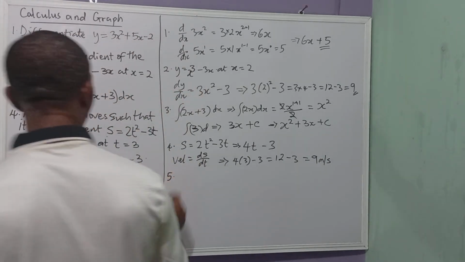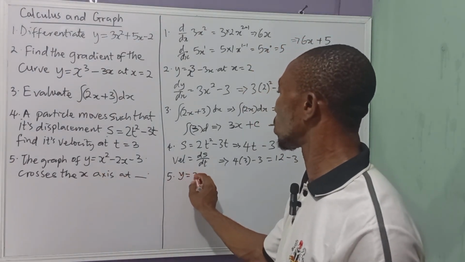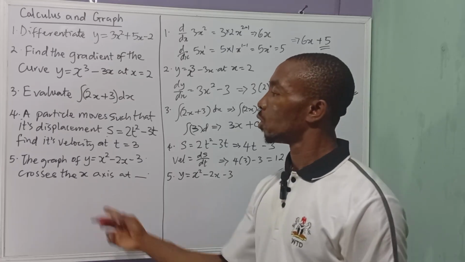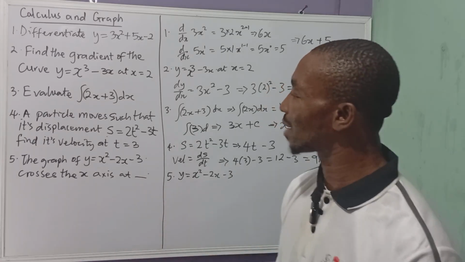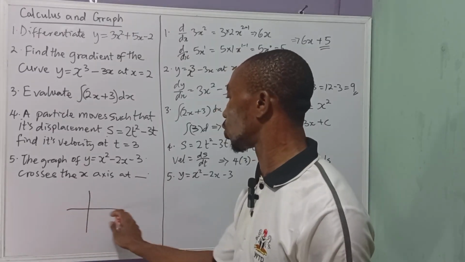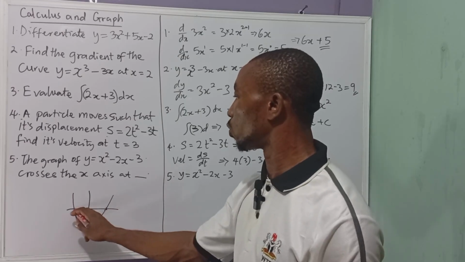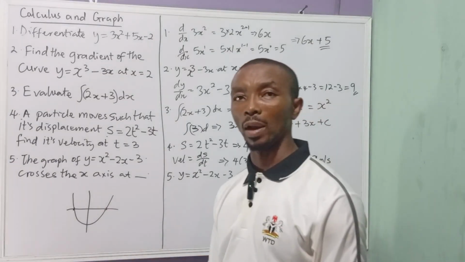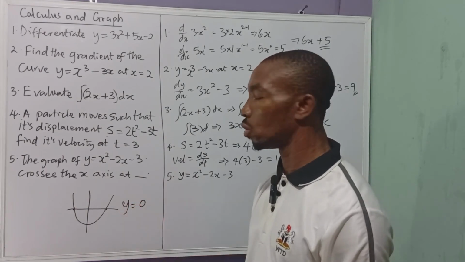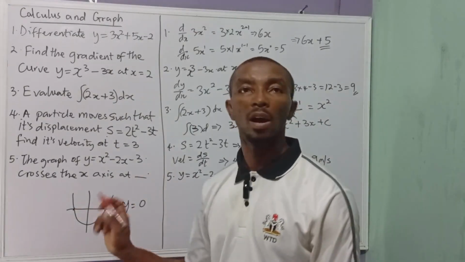Now, question 5 says the graph of y equals x squared minus 2x minus 3. We should find the points on the x-axis where it crosses this graph. We know that a quadratic equation crosses the x-axis in 2 points. At those 2 points where it crosses the x-axis, y always equals 0, and those 2 points act as the roots of our equation.